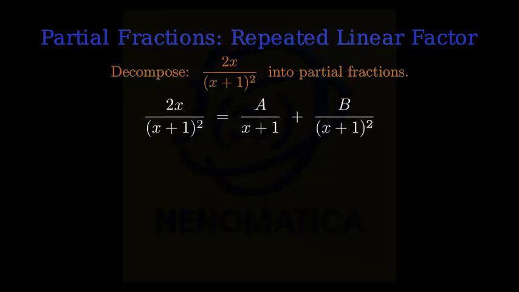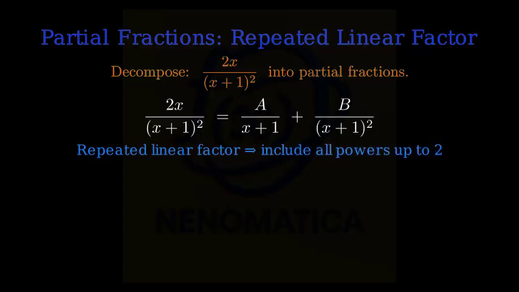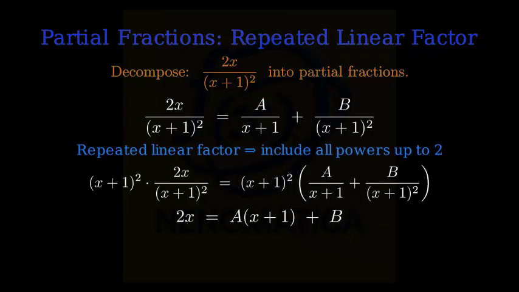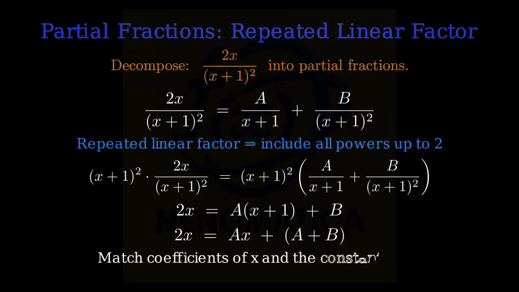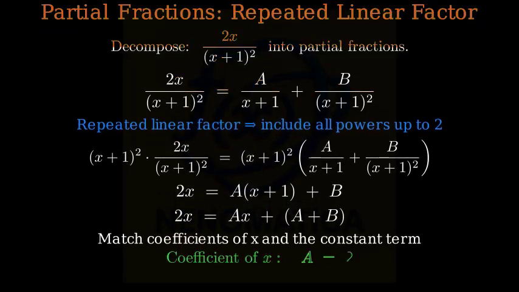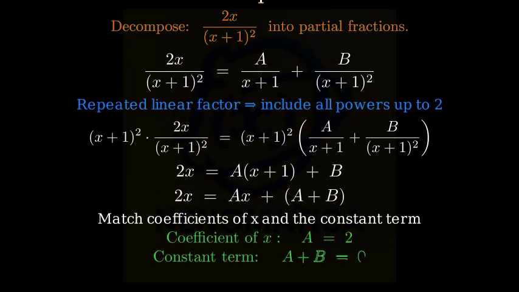Multiply both sides by the quantity x plus 1 squared to clear denominators. Now expand the right side, and then compare coefficients of like powers of x. Expand to get 2x equals ax plus a plus b. From it, a equals 2 and a plus b equals 0. It follows that b equals negative 2. Substitute a and b back into the assumed form. So the decomposition is 2 over x plus 1 minus 2 over the quantity x plus 1 squared.